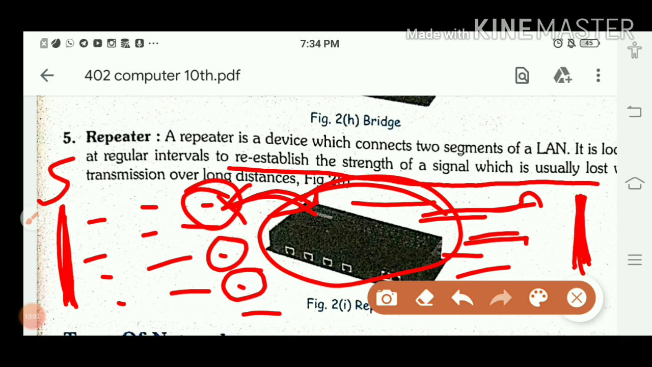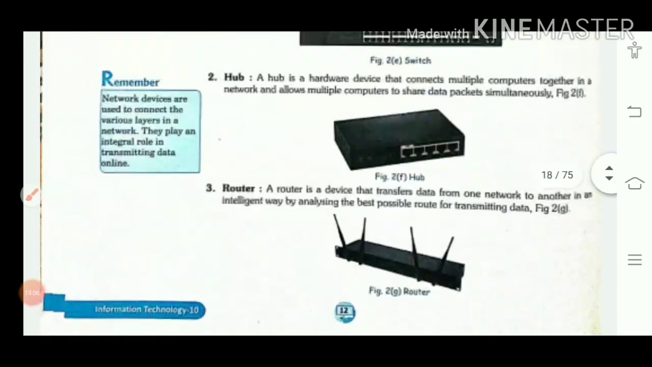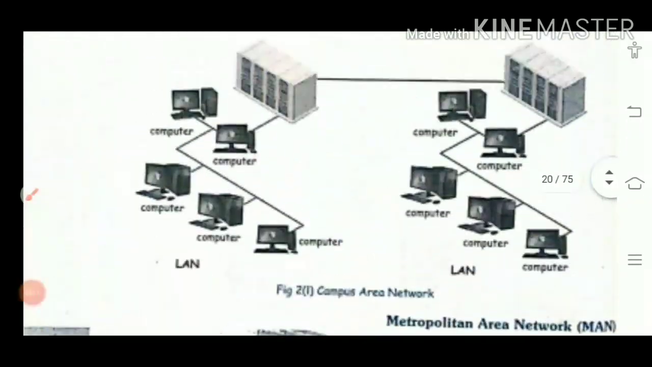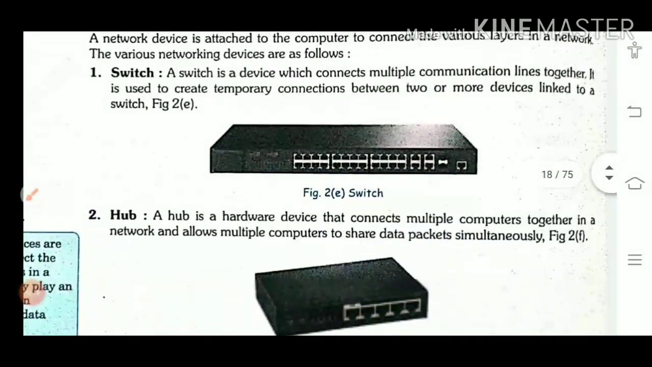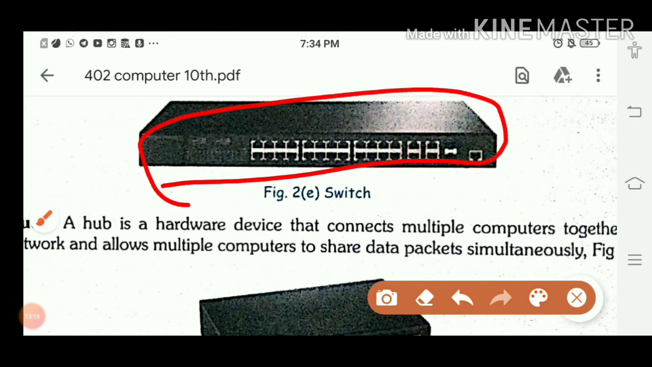Okay children, in today's class, this is the last one. In today's class we discussed networking devices. The first networking device is the switch. What is the function of a switch? A switch is used to connect different computers. This is our switch, and all the computers are connected here, and with this the data is transferred.